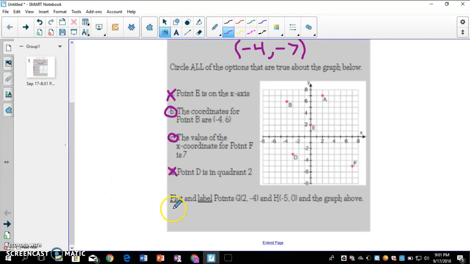The last one says to plot and label points G, which is 2, -4, and H, -5, 0, in the graph above. So we're going to do G first. So it has a +2 in the x. That means I'm going to go to the right to 2, because we always do right or left first. Remember that whole you need to run before you jump. So I'm going to go 2 here, and then it says -4, so I'm going to go down 4. So I'm going to go right here, I'm going to put a dot, and then make sure you label it just like the other points.